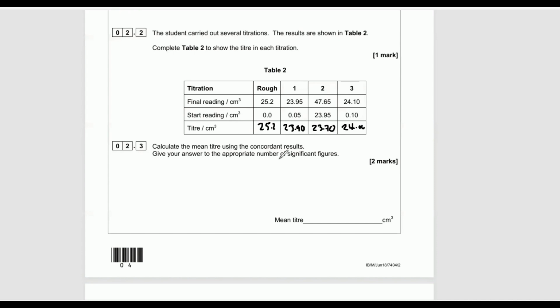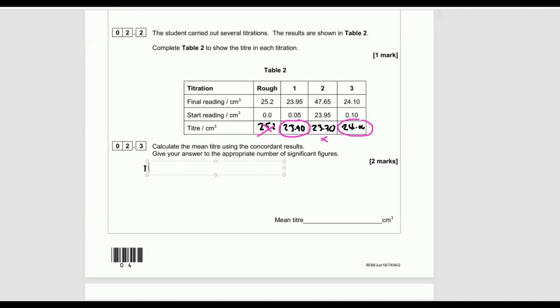Now, calculate the mean titre using the concordant results. Give your answer to the appropriate number of significant figures. Which set of results here are concordant? Well, first of all, we don't need the rough titration. You never use that in the calculation for your mean titre. What I'd be looking at here is 23.90 and 24.00. They are 0.1 within each other, and that is good enough to be concordant. The 23.70 is 0.2 away from the 23.90, so it's not good enough. So we're not going to include that in our titre.